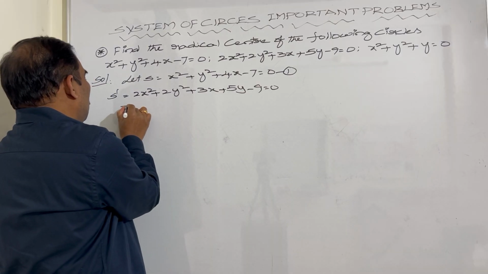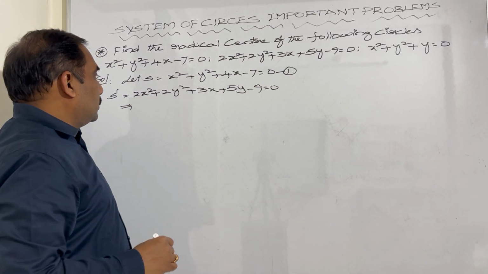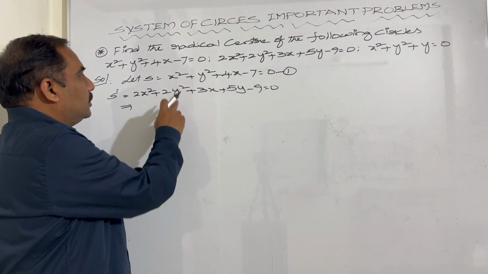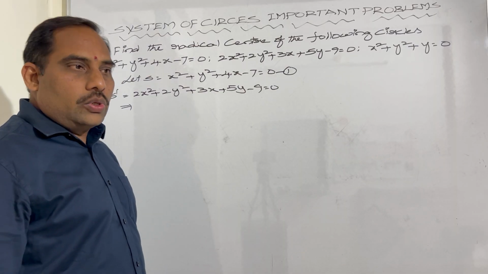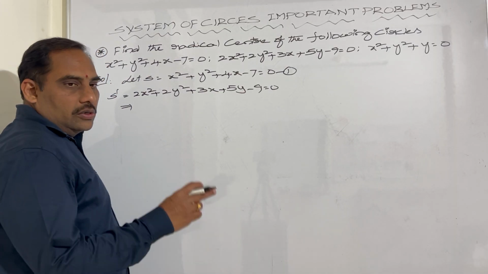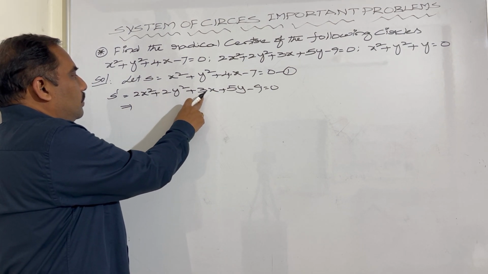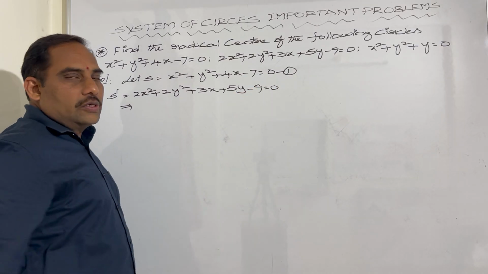And here it is not in the form of general equation of the circle. The general equation of the circle means the circle must be in the form of x square plus y square plus 2gx plus 2fy plus c is equal to 0. But here this is 2x square plus 2y square plus 3x plus 5y minus 9 is equal to 0.